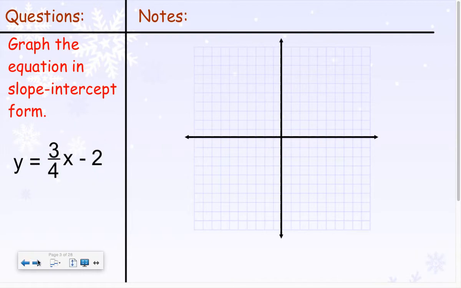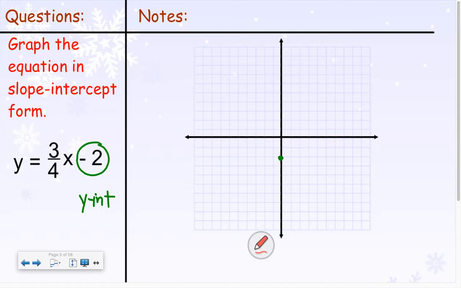All right, second example. Graph the equation in slope-intercept form. y equals 3/4 x minus 2. Now the first number I want to graph is this negative 2 because it's the y-intercept. It's the number that's not next to the x. So I'm going to go to negative 2 on the y-axis and put a dot.